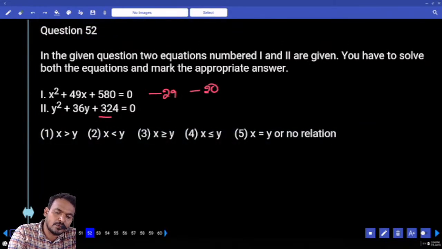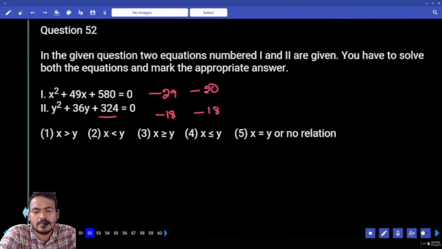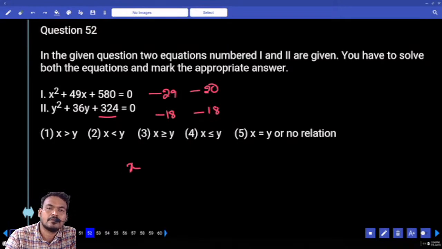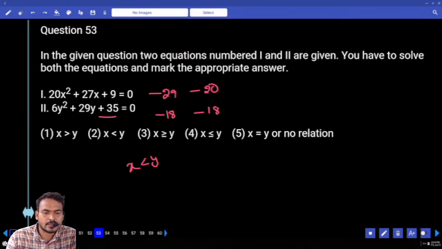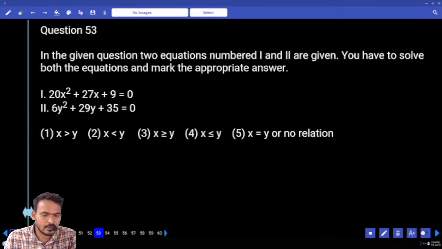Next, 324. 18 square. One is minus 18, another one is minus 18. What is the answer? X is less than y. Next question number 53. What is the coefficient of x square? 20. What is the coefficient of y square? 6.